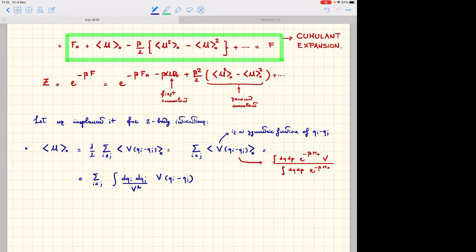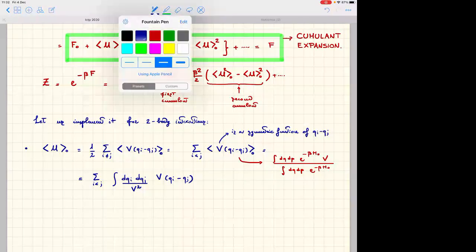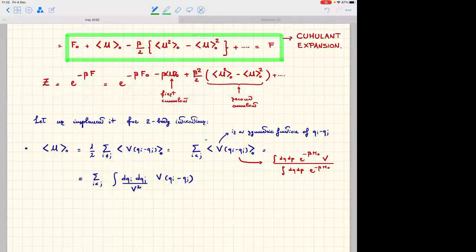Well, what I'm saying is that this average, this one, which is defined in this way, since the integrals over dp, since v is a function of only qi and qj, I can perform directly the integration over all dp's and all dq's apart from qi and qj, and I will obtain the same result in the numerator and in the denominator.